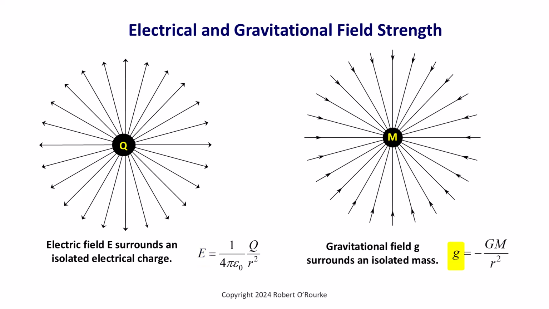Mass has a gravitational field. The negative value of gravitational field strength G and the arrows pointing inward correspond to force that attracts other mass.